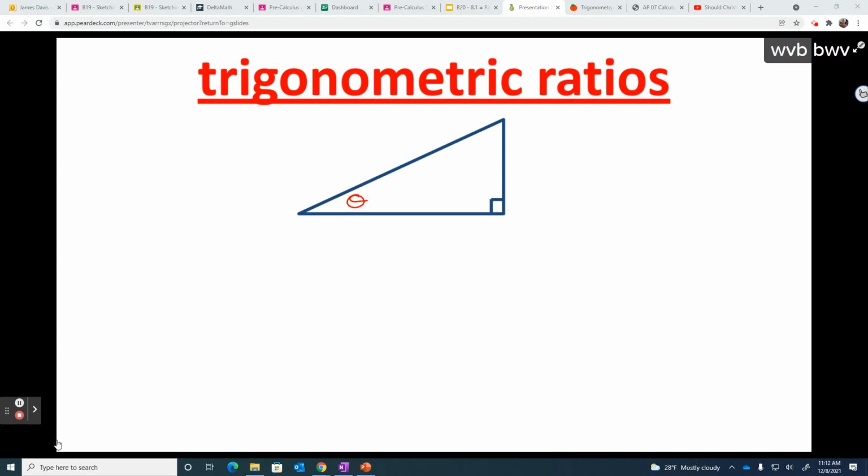Think of it more in relation to this angle. Here, I'll help you out a little bit. This side over here is the easiest one. What is this called? Yeah, the hypotenuse. Anybody know what either of these sides are referred to as? Yeah, adjacent.